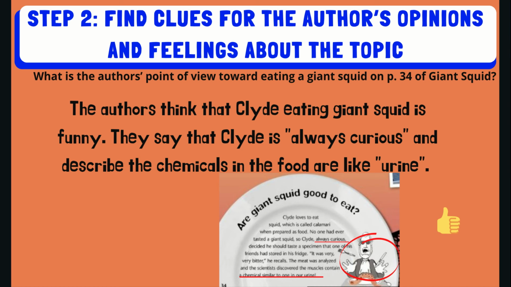For your TDQ, you will do step 3 and step 4 of our thinking steps. In step 3, you will decide how you feel about the topic, eating giant squid. Once you have decided how you feel about eating giant squid, then you're going to move to step 4. See how your opinion is the same or different from the author's. Make sure to use text evidence. That means find information from the book and our text here on page 34 that shows you how you are the same as the authors and how you are different.